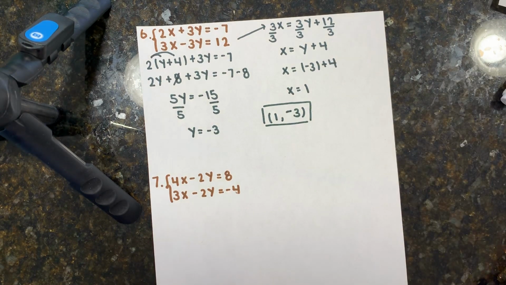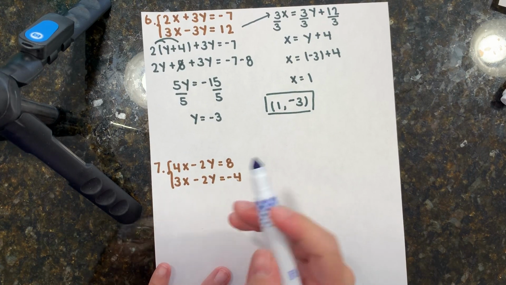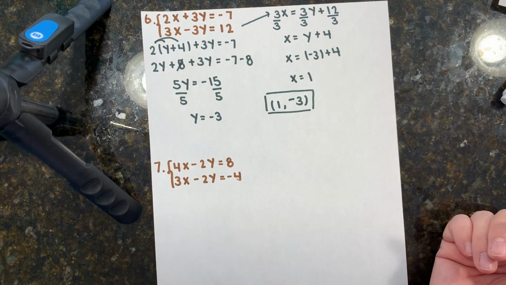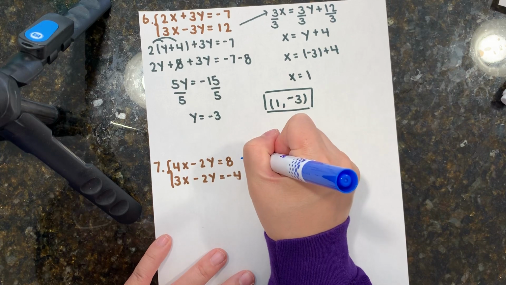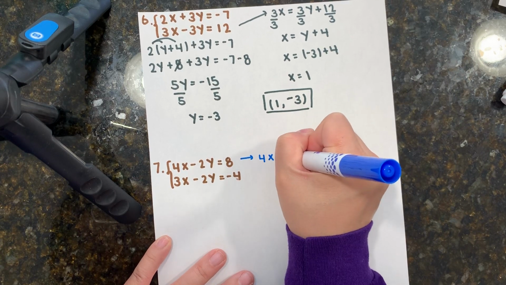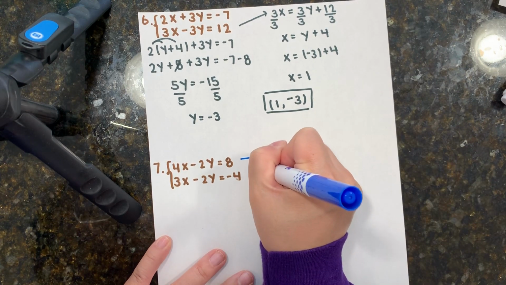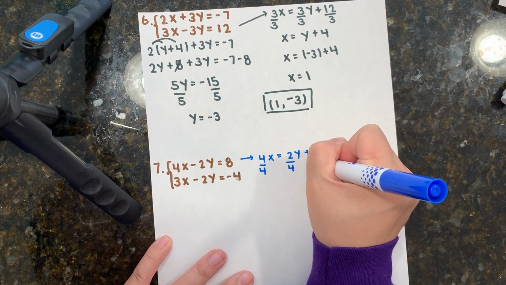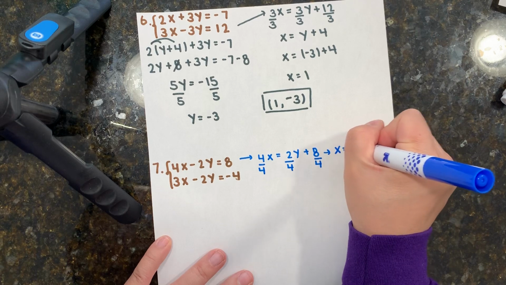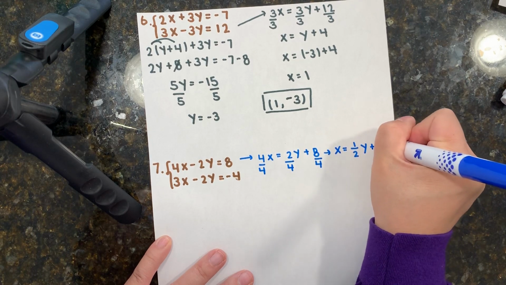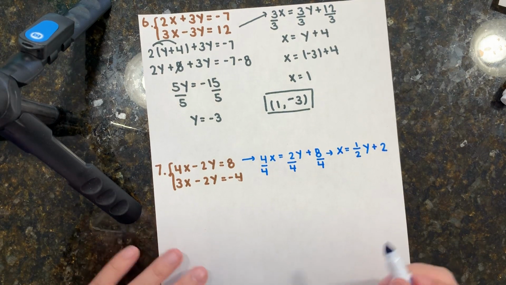And then moving on to number 7. So if I look at this equation here, I'm going to solve for either x or y. It doesn't matter which one you decide to solve for. I'm going to solve for x in the top equation. So that would give me 4x equals 2y plus 8. I'm going to divide everything by 4. So that I get x is equal to 1/2 y plus 2. And we have to do substitution. So I'm going to take that and I'm going to plug it into my bottom equation.